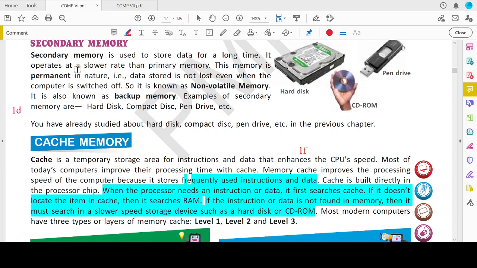It operates at a slower rate than the primary memory. This memory is permanent in nature and data stored is not lost even when the computer is switched off. So it is known as non-volatile memory and is also known as backup memory of the computer. Examples of secondary memory are hard disks, compact disks, pen drive, etc.